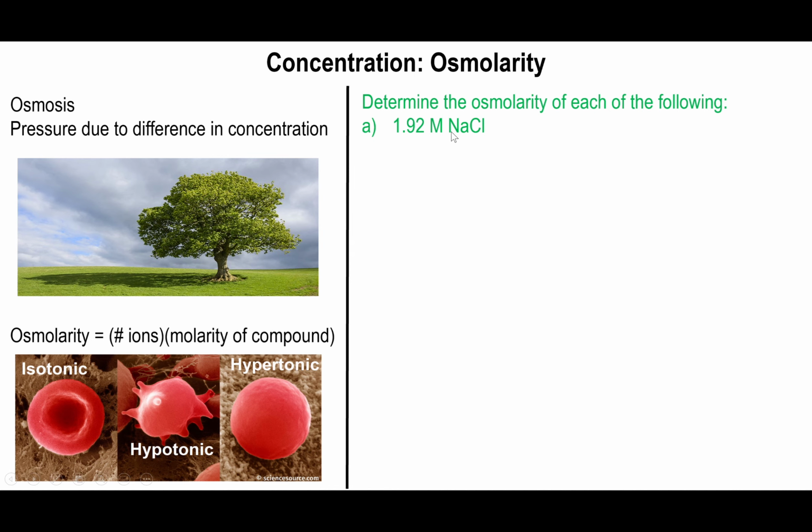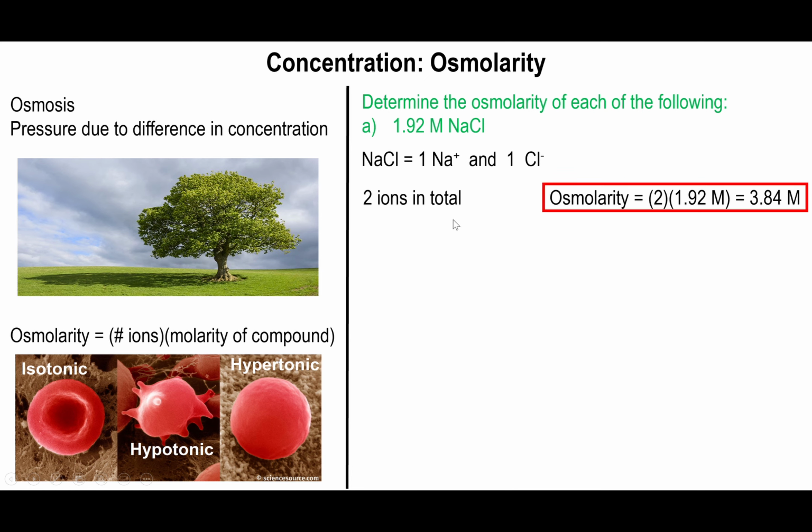We have a 1.92 molar concentration of silver chloride. Now, if you think about silver chloride, or sodium chloride in this case, my apologies. Sodium chloride is made up of one sodium ion, Na+, and one chloride ion. So in total, you actually get 2 ions out of 1 molecule of sodium chloride. So in reality, even though the molarity of sodium chloride is 1.92, the osmolarity is twice as large because you have 2 ions for every 1 sodium chloride ionic compound. Okay, so we're actually dealing with 3.84 molarity.